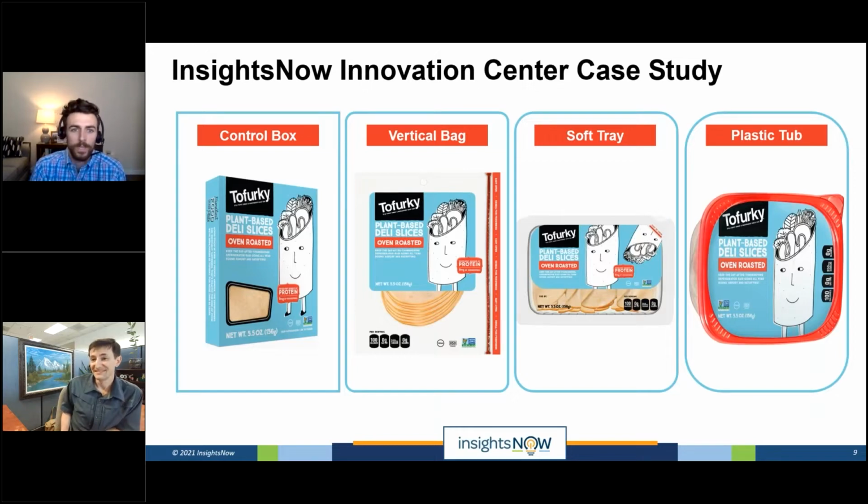Thanks, Greg. So in addition to the current control box that was in market serving as our benchmark, we had 3 other new packaging concepts, including the vertical bag, a soft tray, and a plastic tub that had an inner plastic bag to contain the plant-based meat alternative in there. So as you can infer, each concept brings various pack architectures and implications around the sustainability and environmental play that Tofurky's bringing.